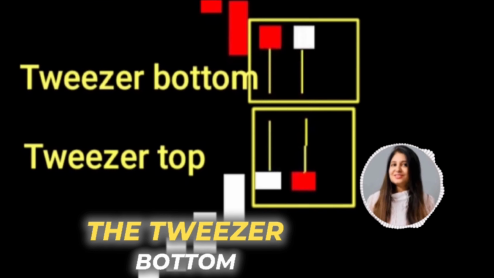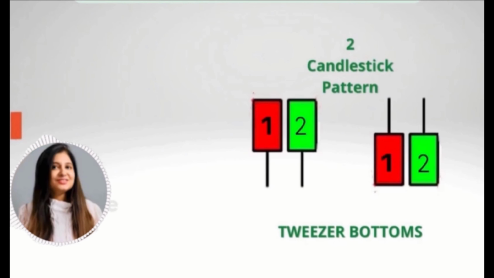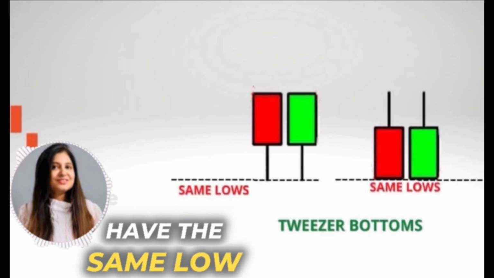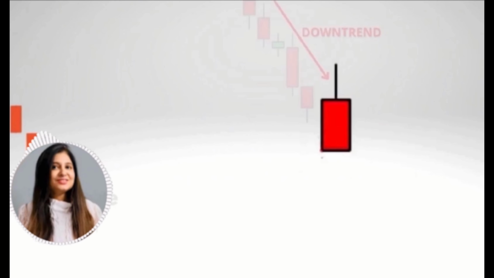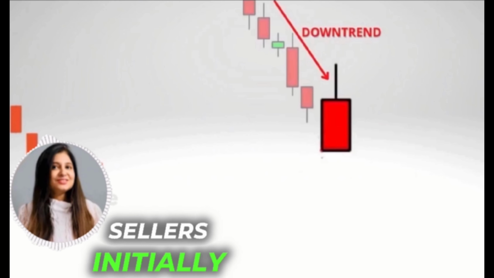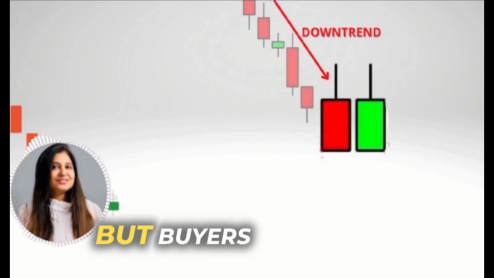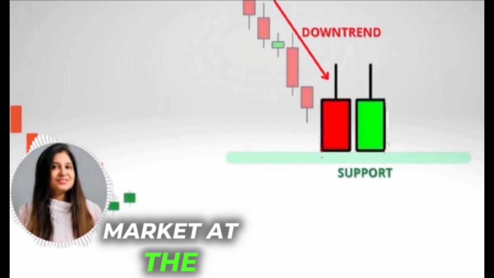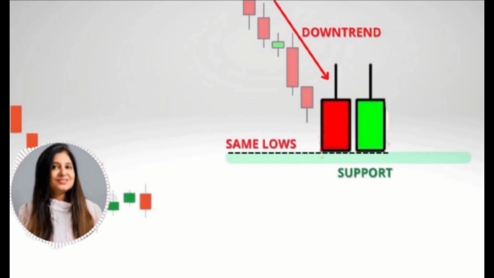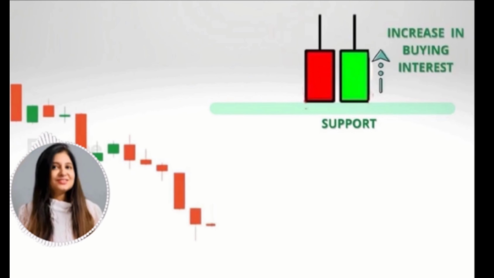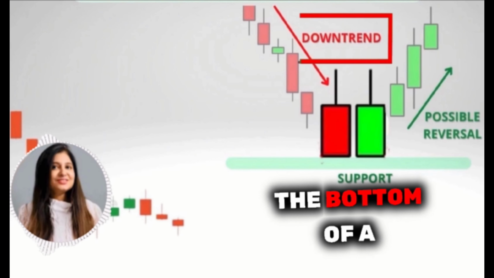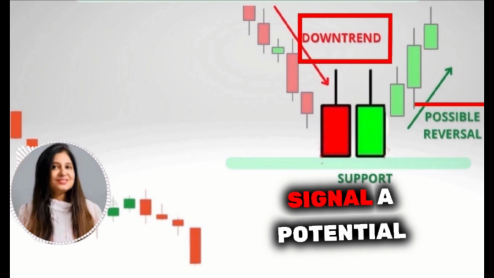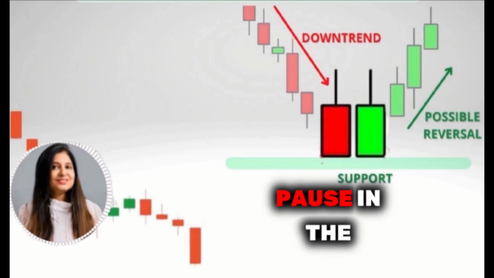So what does it mean? The tweezer bottom pattern occurs when two candlesticks have the same low, indicating that there is potential support in the market. This pattern suggests that sellers initially pushed the price down, but buyers entered the market at the same level, creating support. तो सेलर ने तो पुश कर दिया है, but buyers enter कर गए हैं same level पे. And tweezer bottom patterns are very powerful when they occur at the bottom of a downward trend and signal a potential reversal or pause in the downtrend.